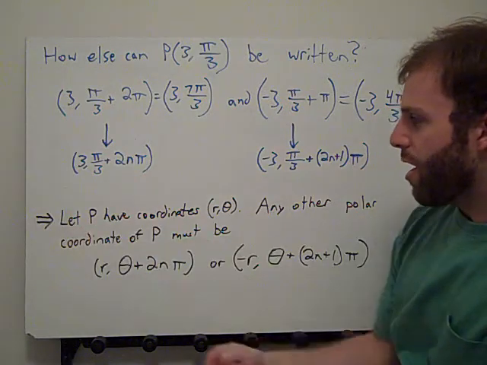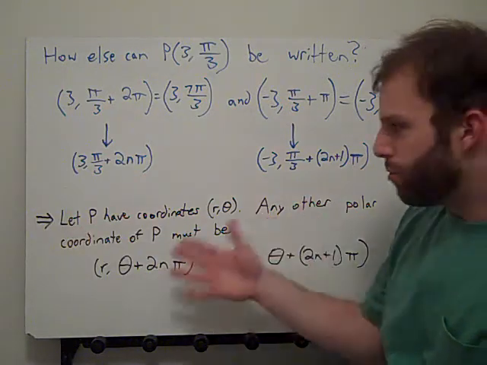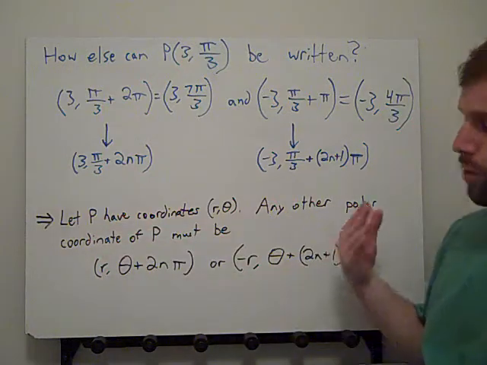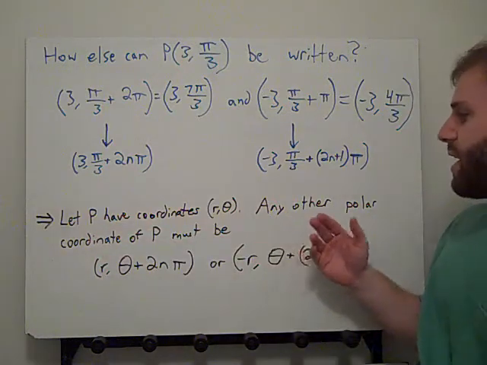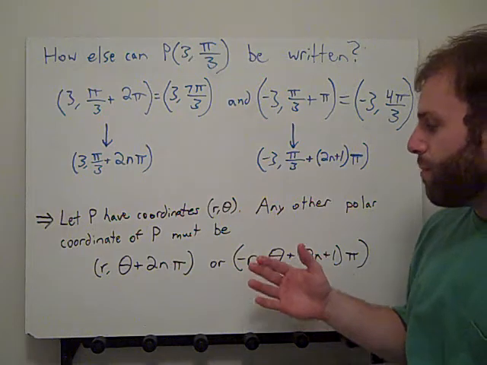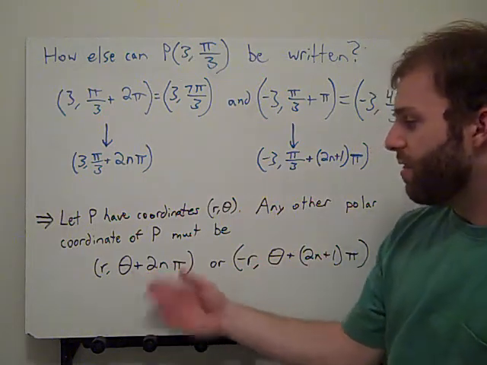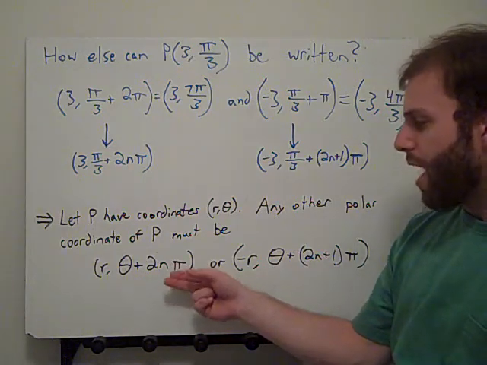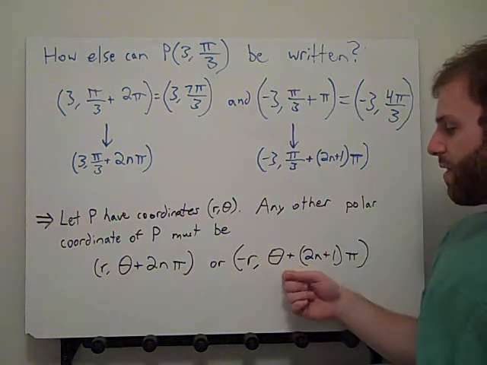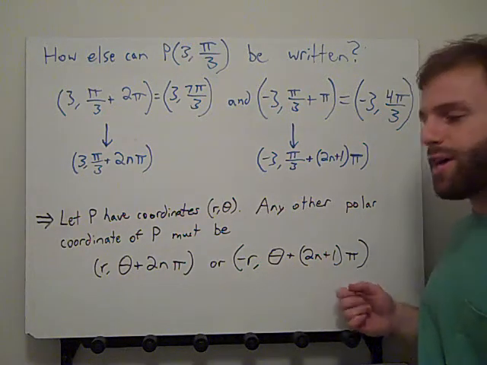So down here, here's just a general rule to remember. Let P have coordinates (r, theta), and any other polar coordinate of P must be in the form of (r, theta plus 2n pi), or (negative r, theta plus (2n plus 1) times pi).